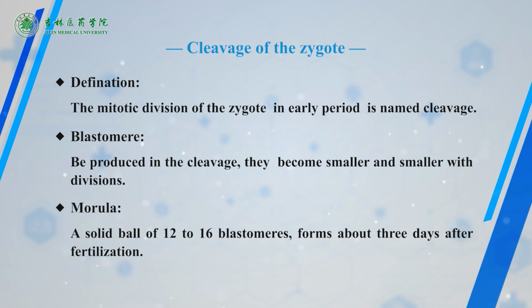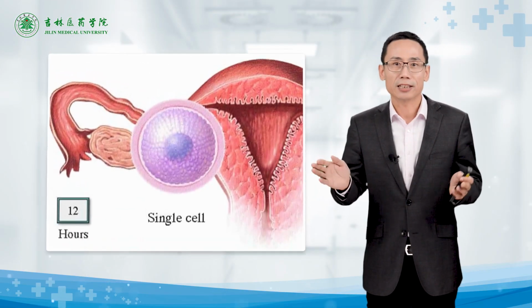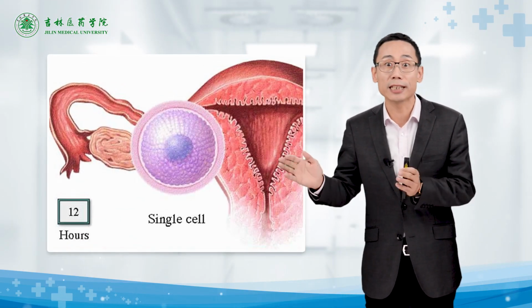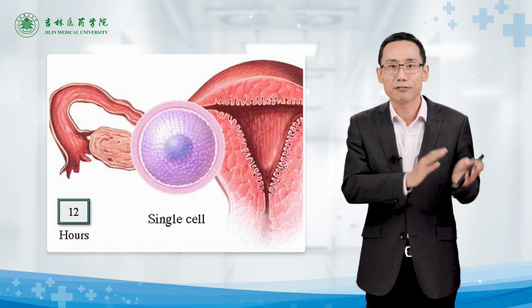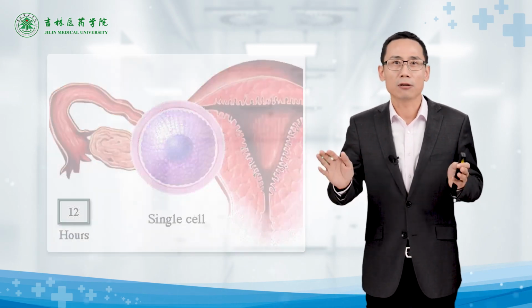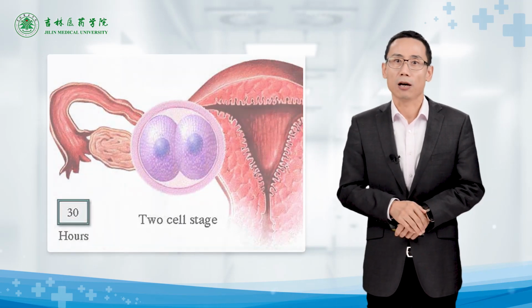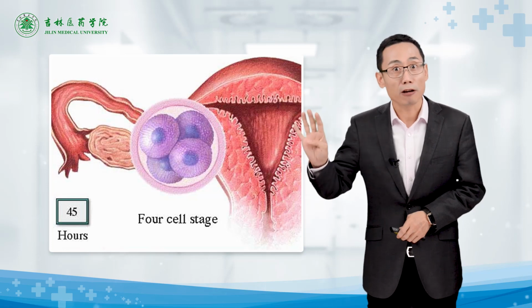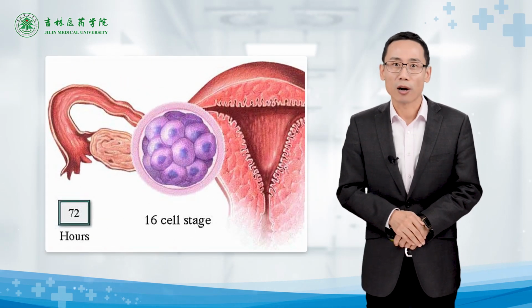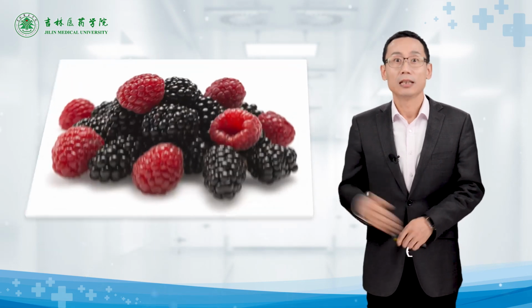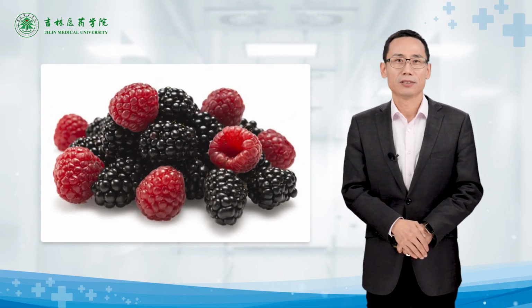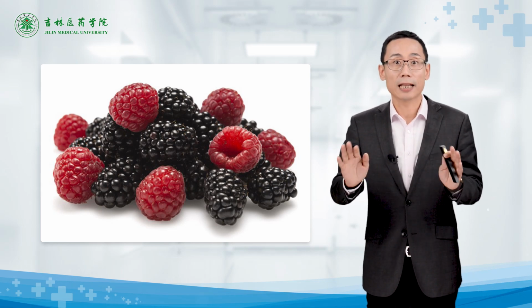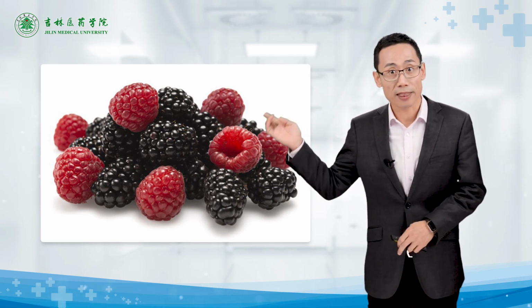On the third day, there were 12 to 16 blastomeres, which formed a solid embryo with the appearance of a morula. Cleavage is a process of continuous acceleration. In 12 hours after fertilization: single cell; 30 hours, 2 cells; 45 hours, 4 cells; 72 hours, 16 cells. This is a picture of morula. The shape of the embryo on the third day after fertilization is similar to that of morula.